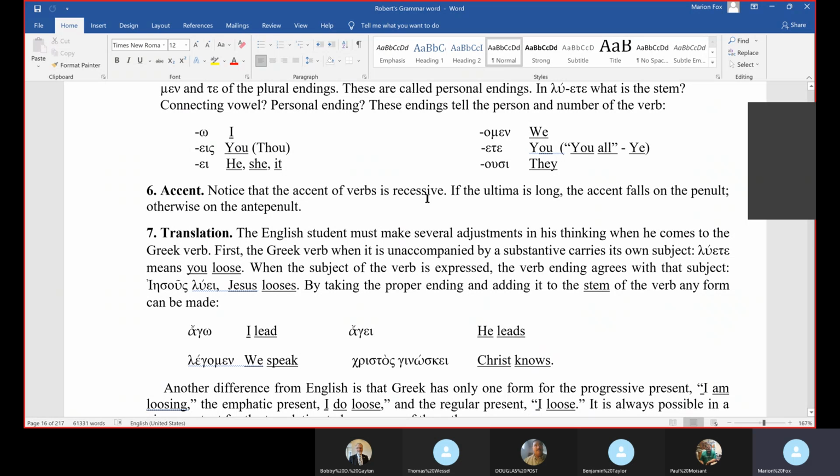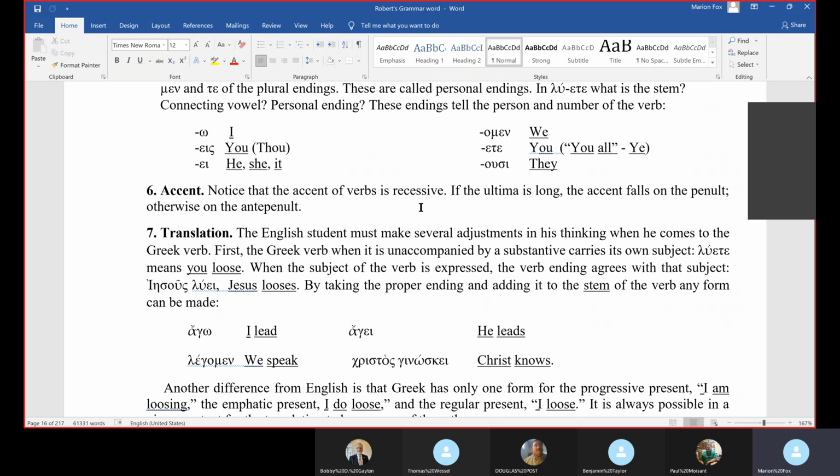The accent on verbs is recessive. If the ultima is long, and we've talked about the ultima, the accent falls on the penult. Now, the ultima is the ultimate or the last syllable in the word. The penult is the next to the last syllable, and the antepenult, A-N-T-E, is the one before it. It's the third syllable. Okay? If the ultima is long, a long vowel or a diphthong, the accent falls on the penult. Otherwise, it goes to the third syllable from the end, the antepenult. Are there questions?